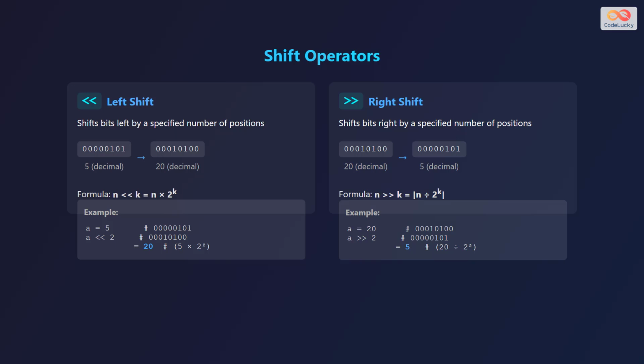The right shift operator shifts bits to the right by a specified number of positions. Shifting the binary number 00010100, which is 20 in decimal, 2 positions to the right, results in 00000101, which is 5 in decimal. The formula for a right shift is n right shift k equals n divided by 2 to the power of k, floor value.